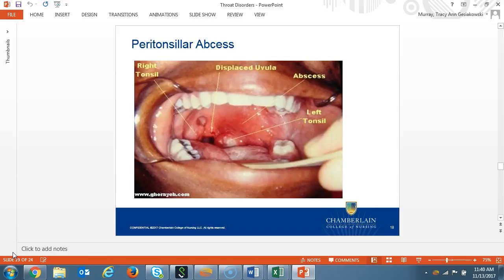So this is an example of a peritonsillar abscess. Notice the displaced uvula from the abscess above the left tonsil.